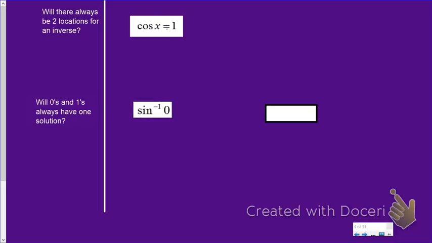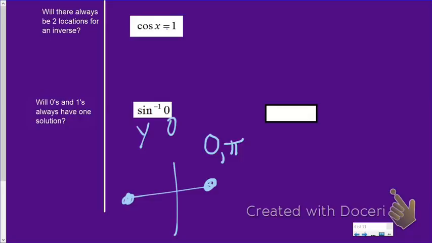What about sine inverse of 0? We're trying to think about where the y-coordinate is 0. So again, think about your unit circle. That means I'm going up a distance of 0. Over here at 0, that would happen. But then also over here at pi, I'm going to have a y-coordinate of 0.